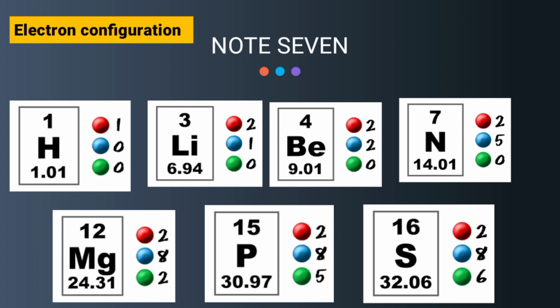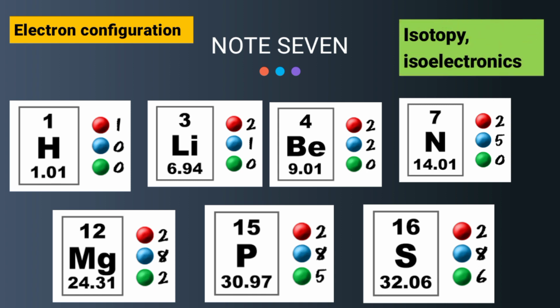So the valence electron number of beryllium is 2. Valence electron number of nitrogen is 5. Valence electron number of magnesium is 2. Valence electron number of phosphorus is 5. You need to know that. So you also need to know what we mean by isotopy: existence of atoms having the same proton number or atomic number but different neutron number or mass number.